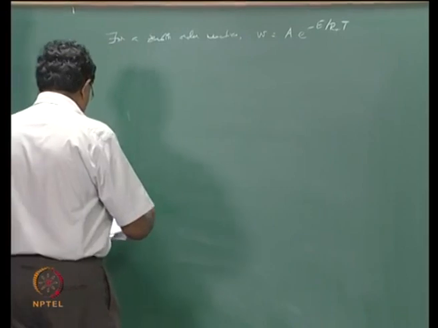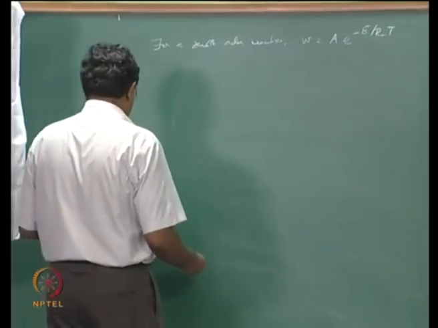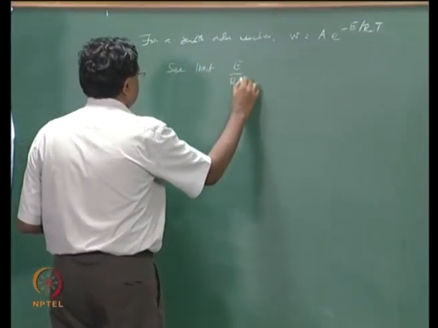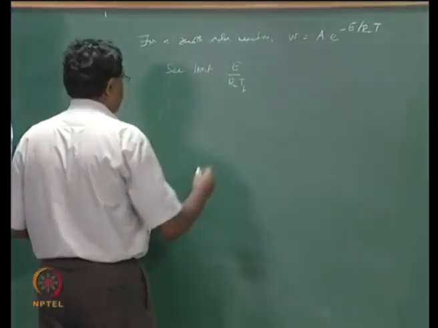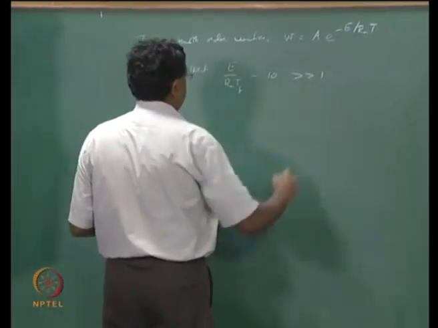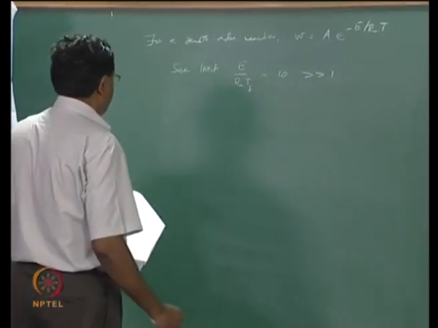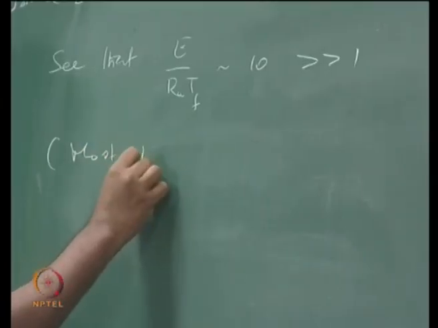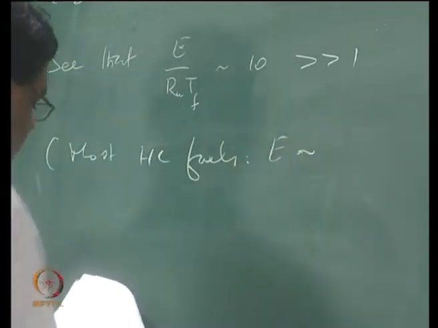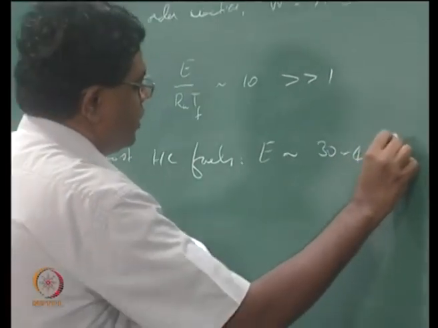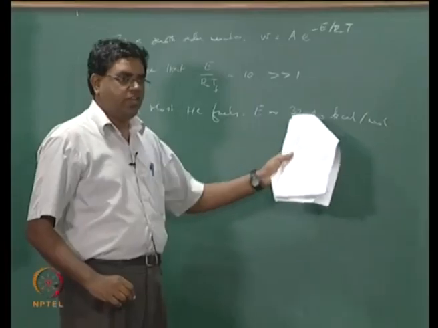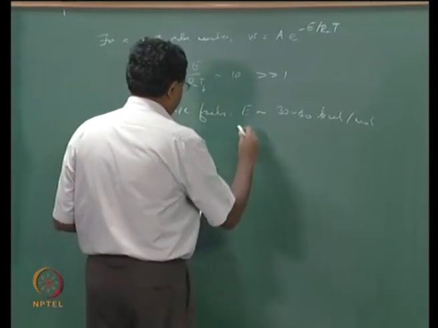Okay, so now in this case, see that E over RU TF, particularly TF, is typically a large value, which is around 10, which means it's one order of magnitude more than unity. Keep this in mind, because for most hydrocarbon fuels you have E's of the order of 30 to 40 kilocalories per mole. That's again a mixture of units. You're not talking about joules per kg. It's calories per mole there. So you have to make that conversion.